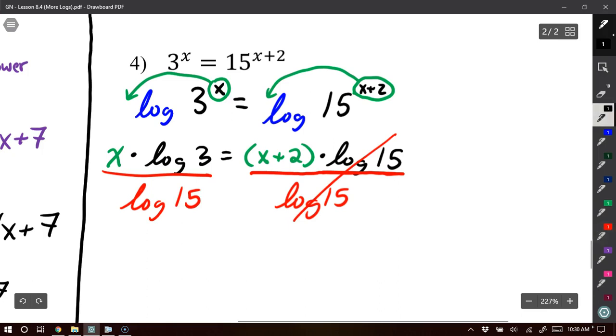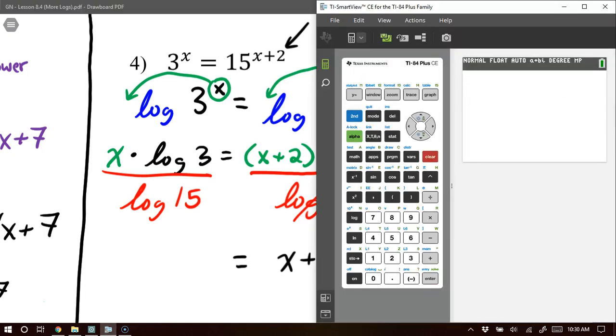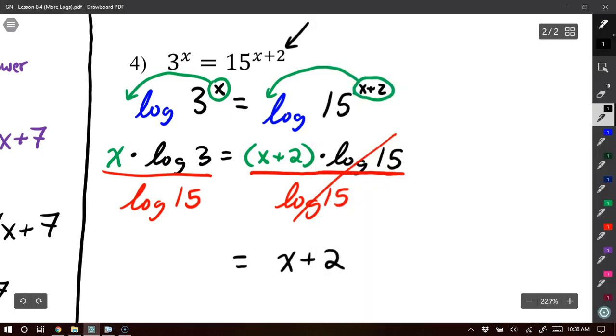And so that's going to give me on the right side x plus 2. I can drop the parentheses because there's nothing outside. So always when you have 2 variables, divide by the log that is on the more complicated variable expression side for the power. So log of 3 divided by log of 15. So I'm going to have log of 3 close parentheses divided by log of 15 on it. And that's going to give me 0.4057.